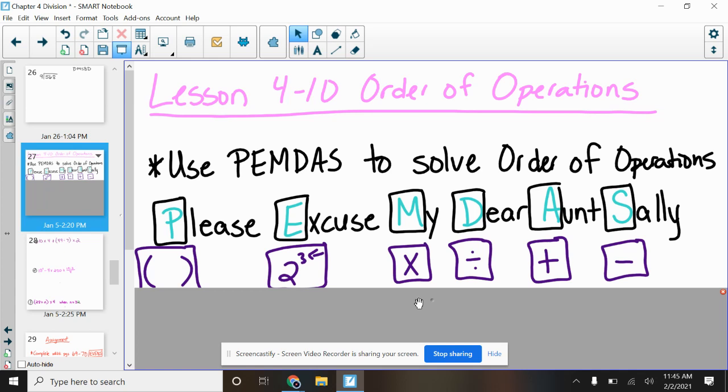Every letter of PEMDAS represents a math operation. Some of those you're very familiar with, like the M's and the D's and the A's and the S's. You're very familiar with multiplication, division, addition, and subtraction. You're somewhat familiar with the P, which represents parentheses. The exponent one, though, that's one that you're not super familiar with. This is a part of 5th grade PEMDAS.